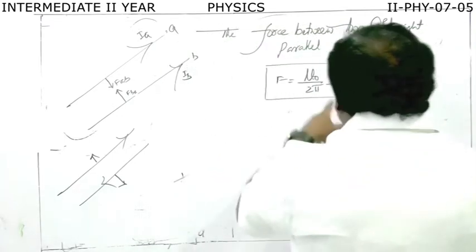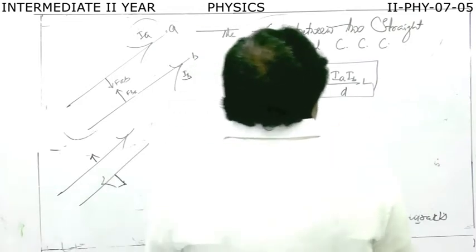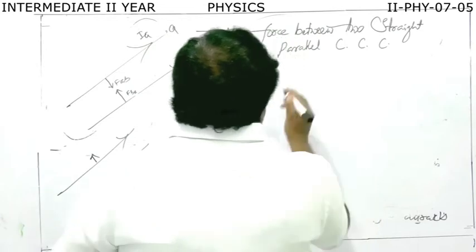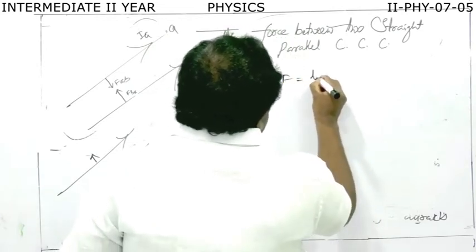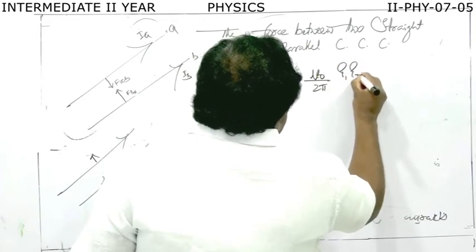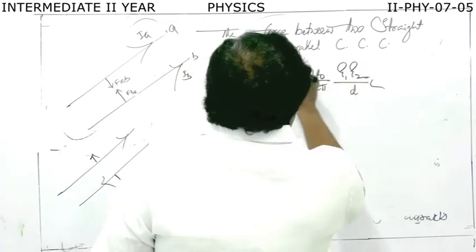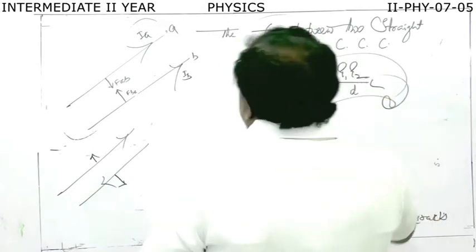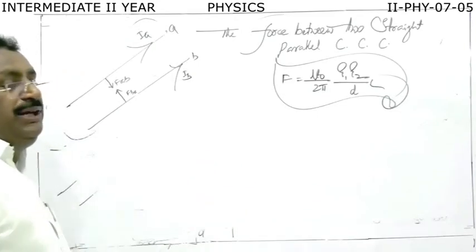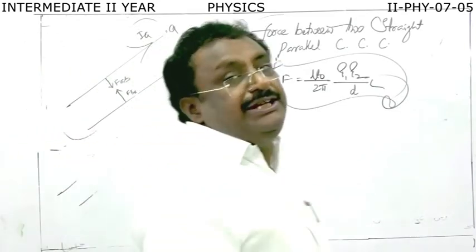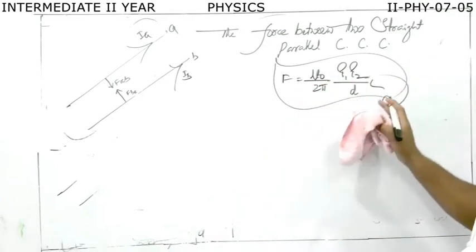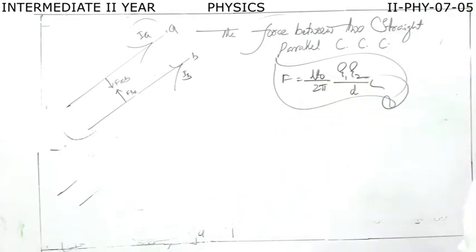Now we can write the same equation for our convenience. Instead of AB, you write like this: F is equal to mu naught by 2 pi, I1 I2 L by d. This is the force between two straight current carrying conductors. I1 and I2 are the currents, L is the length of the conductor, and d is the separation.